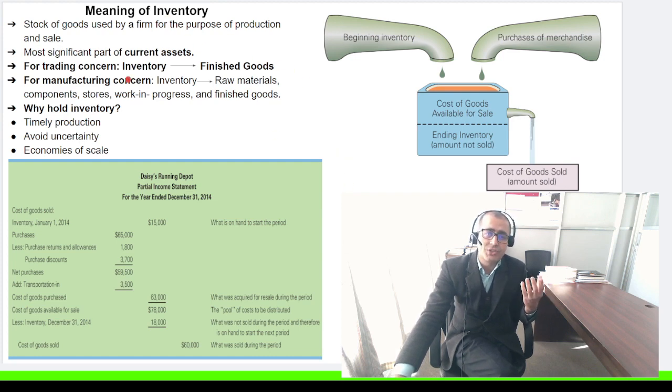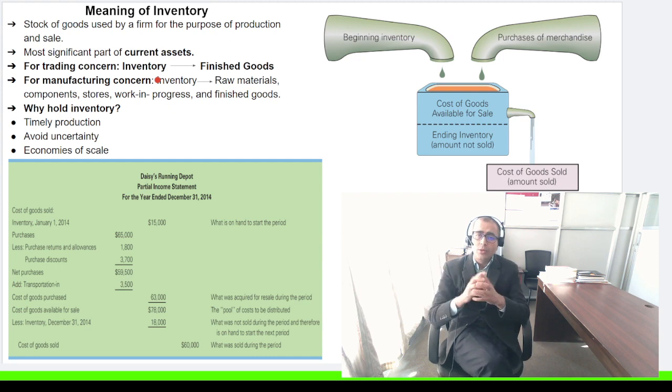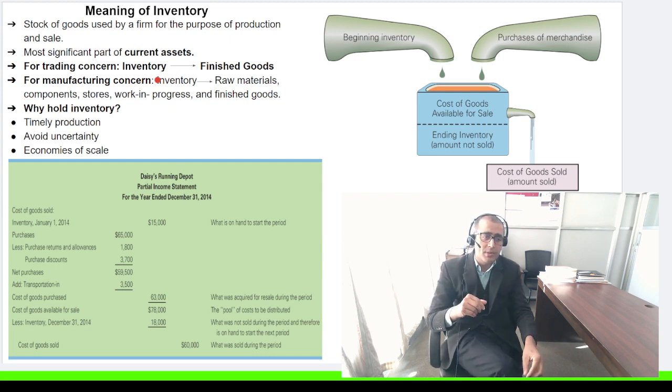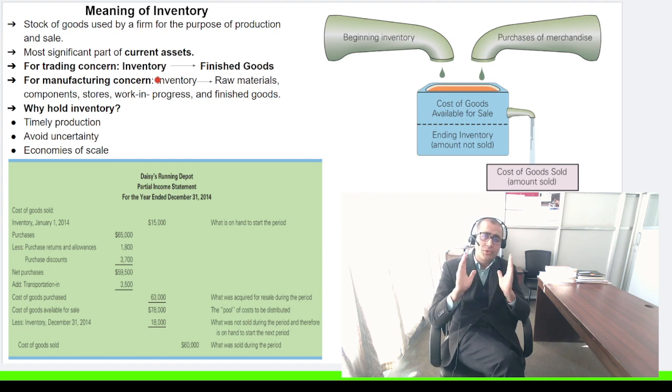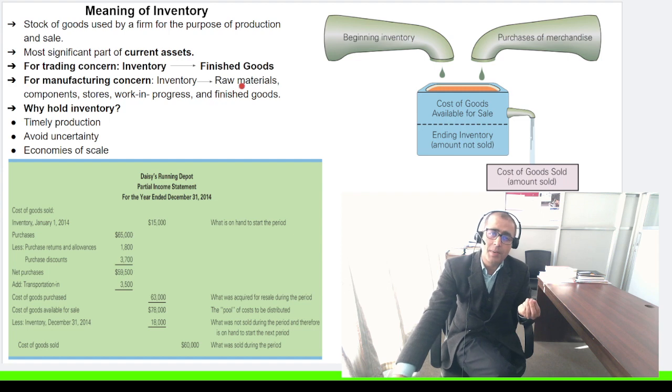When we say a trading concern, we say you are going to deal with finished products. For example, you are selling books or accessory items, that is a finished product example. Similarly, when you are selling automobile products, that is again called merchandise inventory or finished goods, friends. Similarly, what about a manufacturing company? A manufacturing company like Dabur Nepal, or Dabur in India, or Unilever Nepal, they have different forms of inventory, friends. Inventory could be raw materials, components, stores, work in progress, and finished goods.